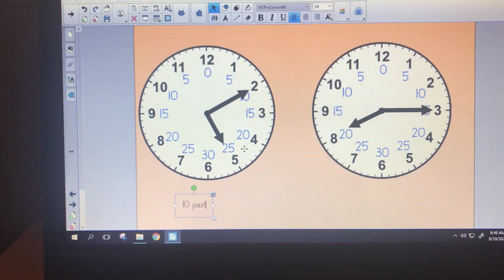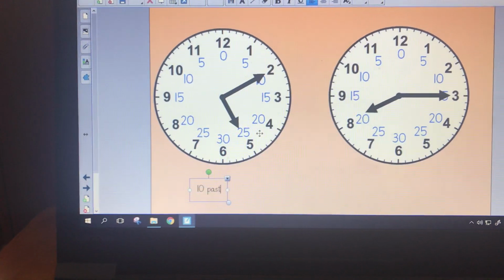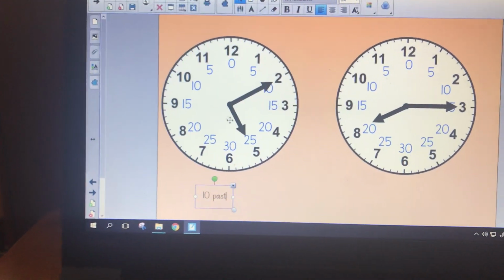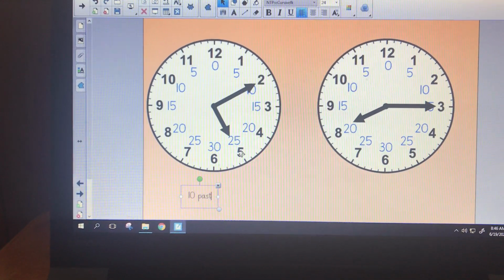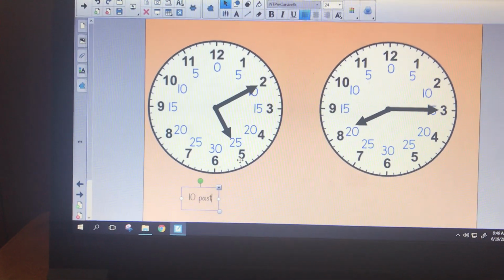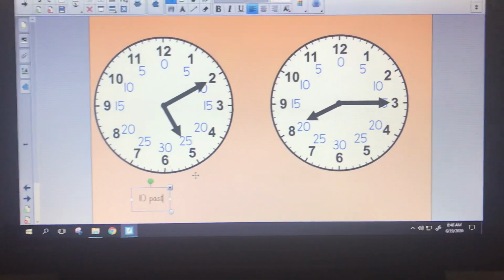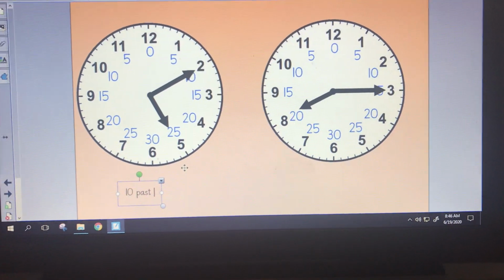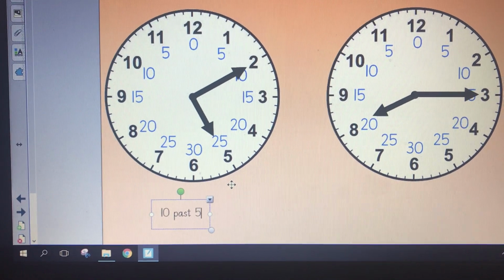The blue numbers are referring to minutes past the hour. They link to the minute hand. When you're reading the hour, you need to look at the black number. We don't have an hour of 25 o'clock. We have an hour of 5 o'clock. So the hour hand is pointing to the 5. So this time here is 10 minutes past 5. Hopefully you can see that.